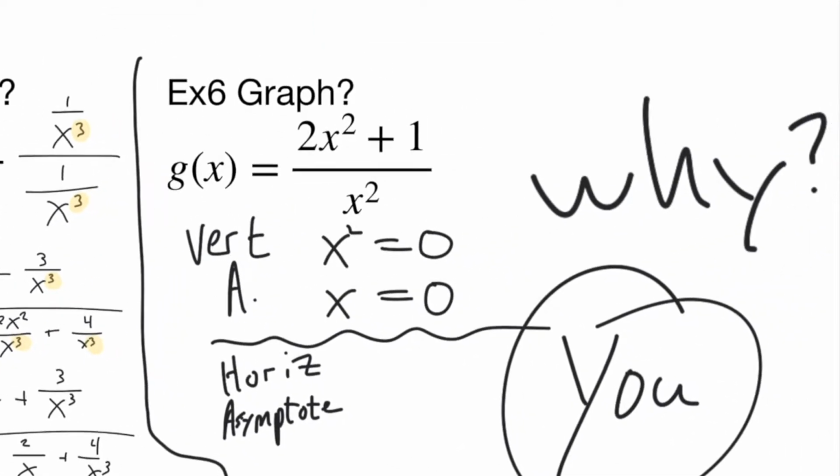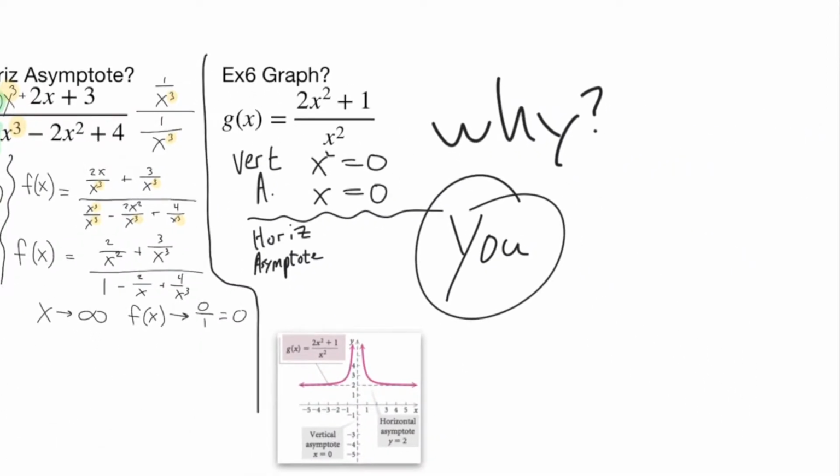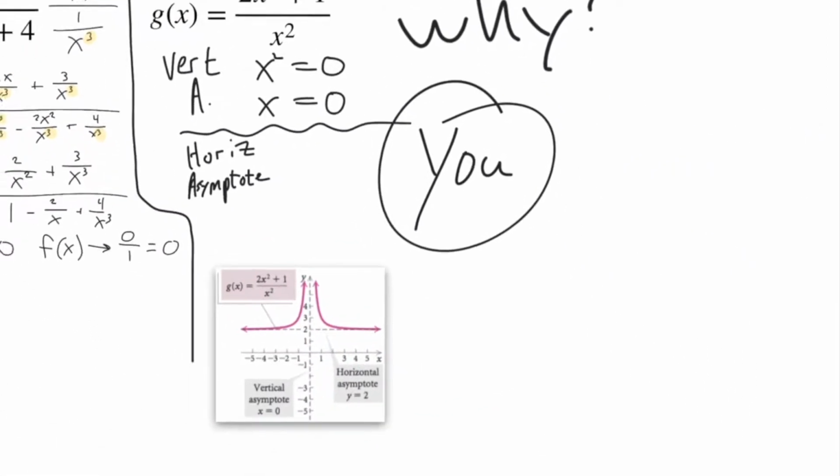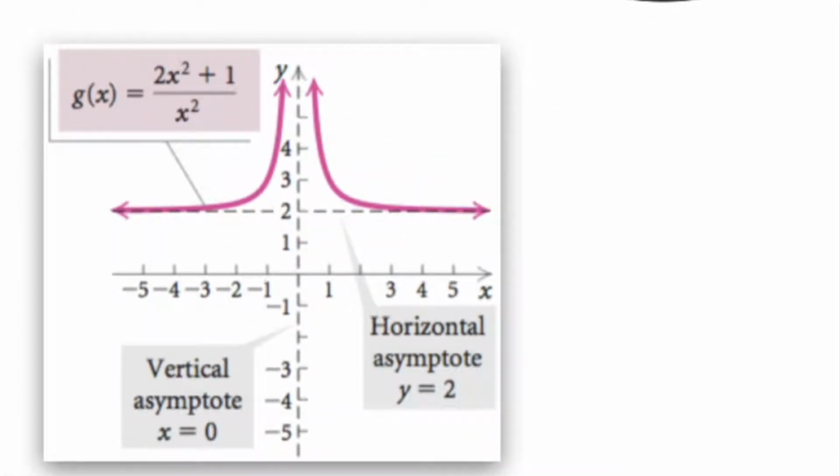The graph of this rational function has a vertical asymptote when the denominator is equal to 0. The vertical asymptote here is when x squared is equal to 0, therefore x is equal to 0. Vertical asymptote is 0. But I want to know where the horizontal asymptote is going to be and why. You can do that right now. Tell me about that horizontal asymptote. What is it going to be and why is it that way?